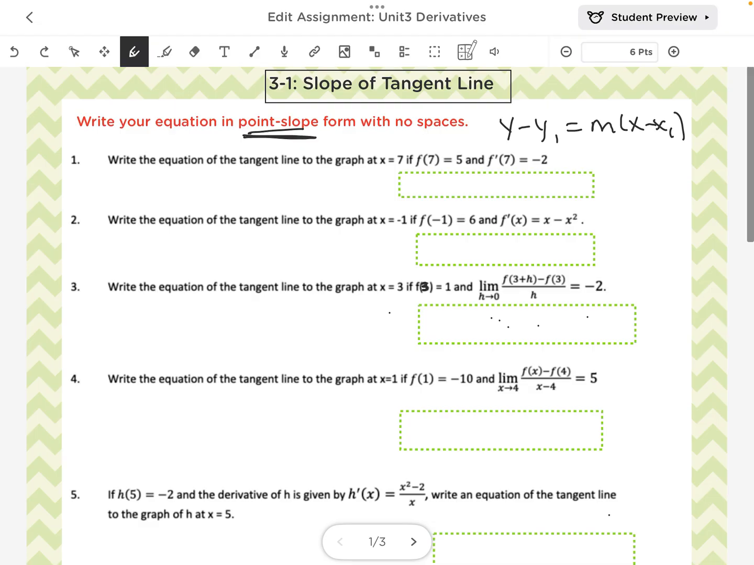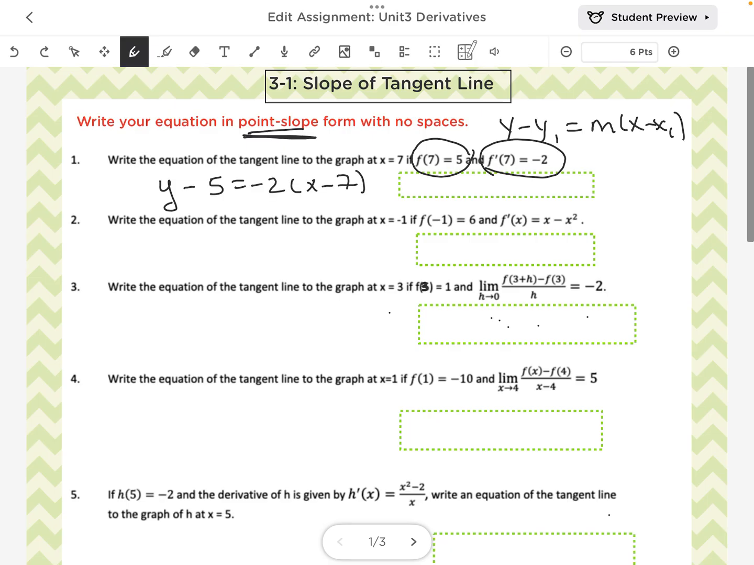slope. So the first one says write the equation of a tangent line to the graph at x equals 7 if f of 7 equals 5. So here's my point. And then they're telling me that f prime of 7 is negative 2. So that's my slope. They're giving me the slope of that tangent line. So my equation would just be y minus 5 equals negative 2 times x minus 7, done.